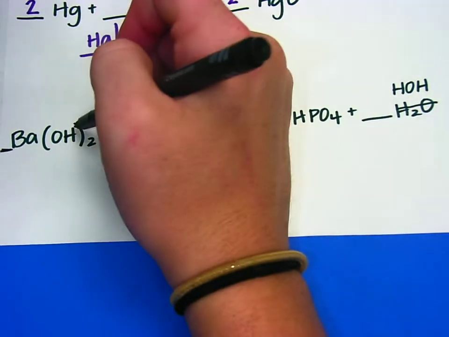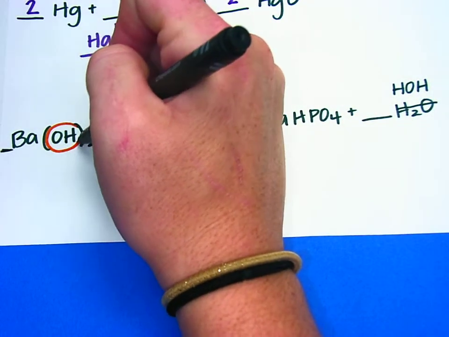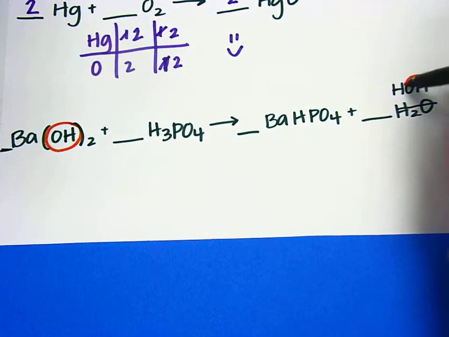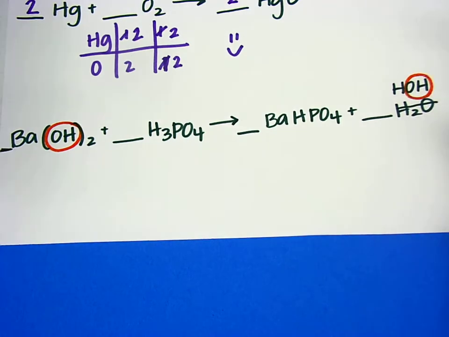This allows us to group these OHs together when we do our equation. So I'll keep the OHs together. Anything contained in those OHs, I don't need to balance because I'm going to balance them as a single unit.